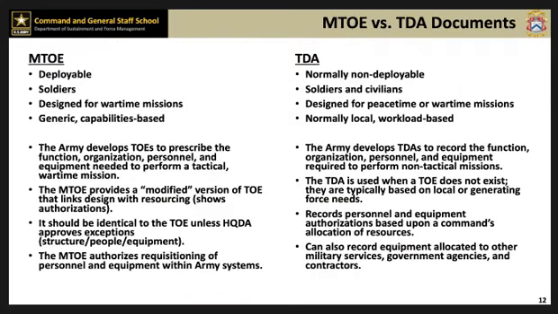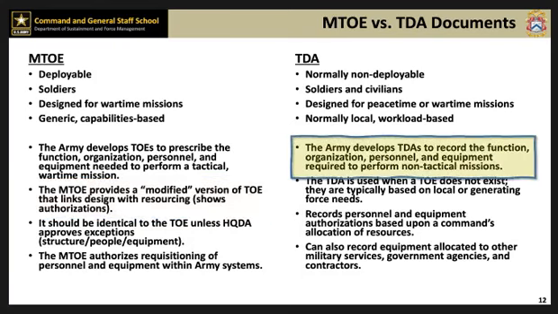Take note of the main differences between MTOE and TDA authorization documents. The MTOE is a modified version of a Headquarters DA approved TOE prescribing a unit type's organization, personnel, and equipment, the required functionality as designed. The MTOE provides the authorizations necessary to perform a mission in a specific geographical or operational environment, the resourced decision.